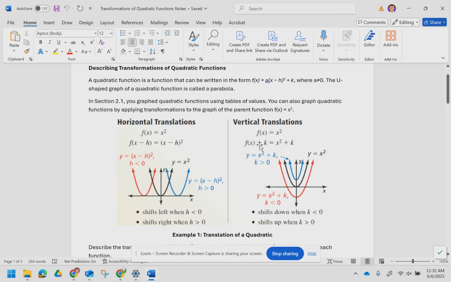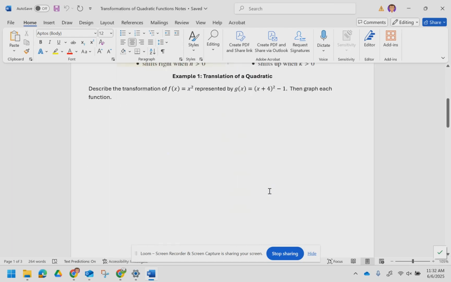Vertical translations, where we're adding some number to the output of f of x, and that'll move it up and down. If you add a positive, it goes up. If you subtract, it goes down.